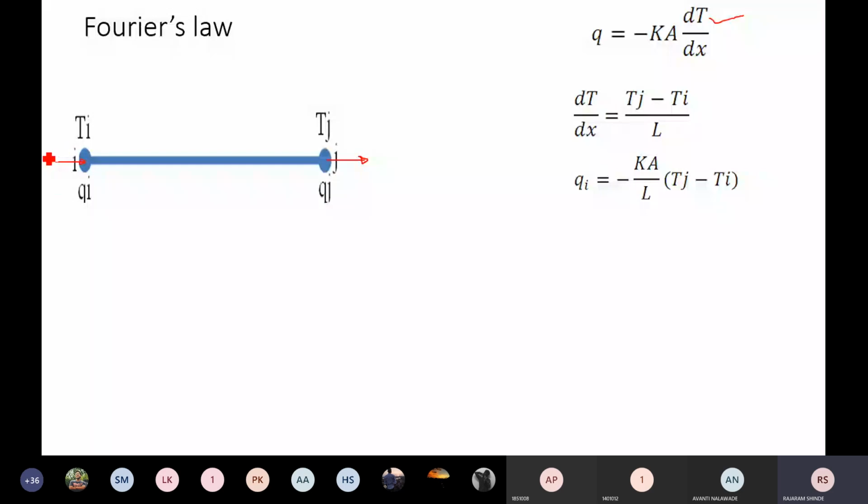Now here, whatever heat is coming inside this element, that same heat is going outside the element. That means this is the heat coming inside the element and this heat is going outside the element, and the magnitude of these two heats is the same, but the only difference is in the sign. Am I right? That means if I write Qi is equal to minus Ka by L (Tj minus Ti), then Qj is equal to Ka by L (Tj minus Ti). Do you agree with this?